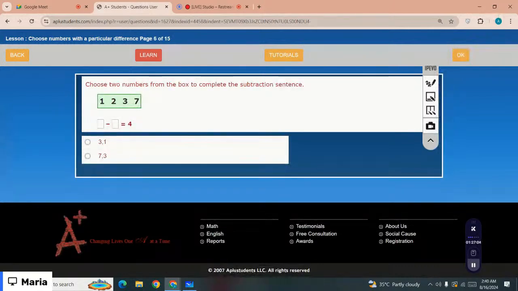Choose two numbers from the box to complete the subtraction sentence. Dash and dash have a difference of 4. Which two numbers when subtracted have the answer 4? Yes, that is 7 take away 3 is 4. The correct option is 7 take away 3. Option number 2 is the correct option.